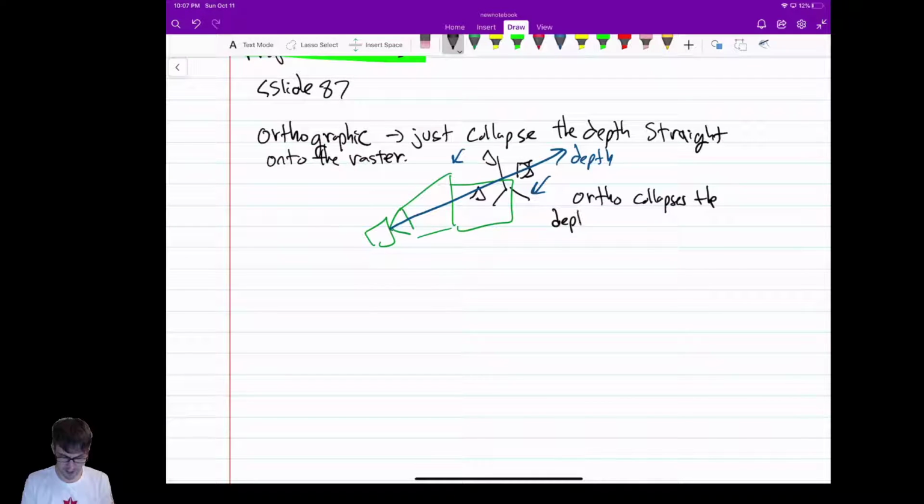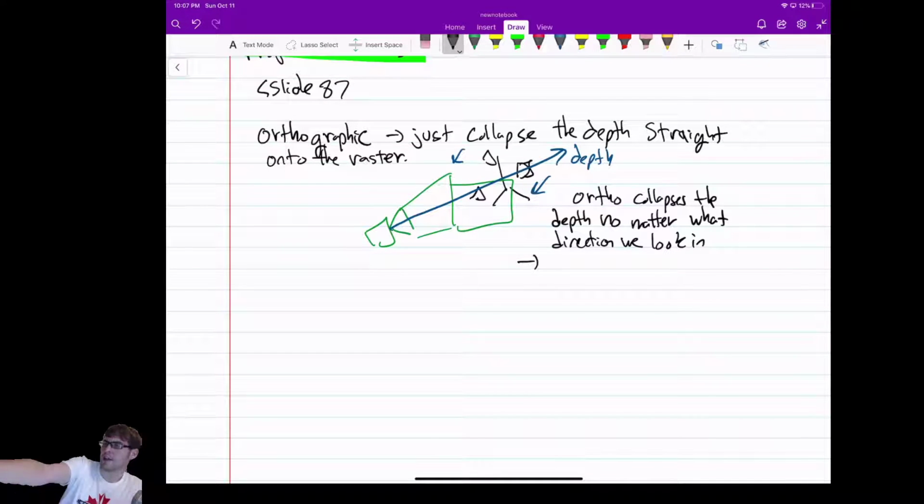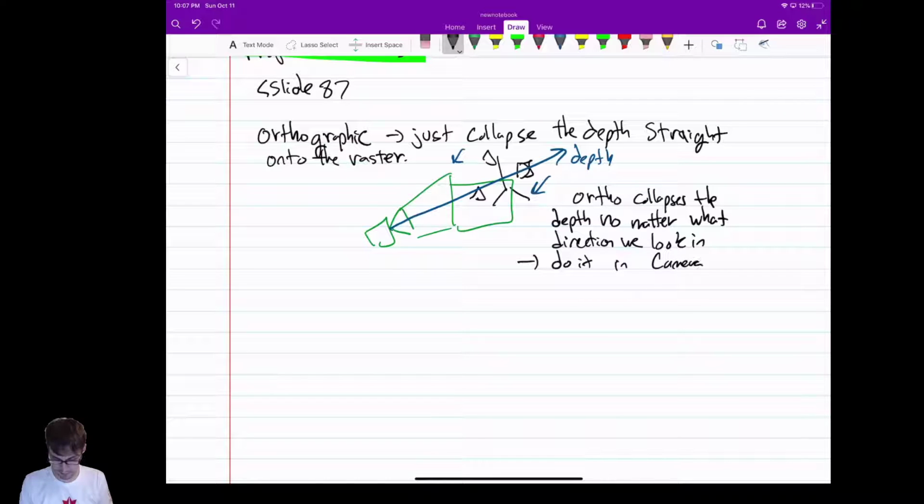Now it can get a little tricky if you start thinking about, wait a second, if my camera's looking in a funny direction, how do I collapse that depth? So Ortho collapses the depth no matter what direction we look in. So to answer my question about, well, I'm looking this way, suddenly how do I collapse the depth this way? Luckily, we've already solved that. We just use the camera space. We just do it in camera space.